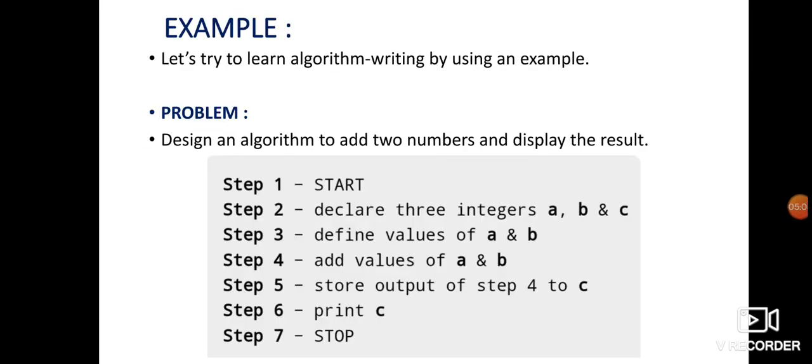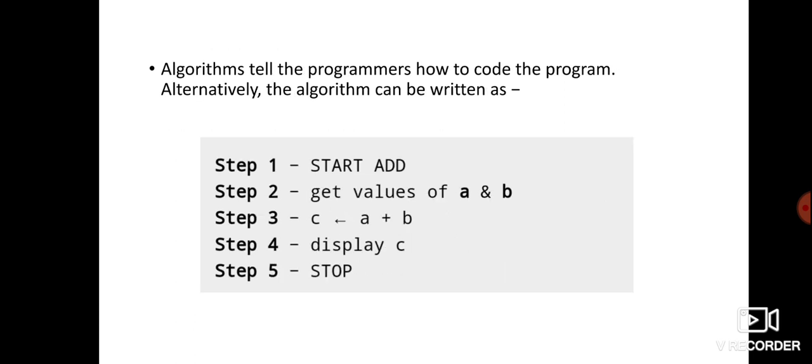Example. Let's try to learn algorithm writing by using an example problem. Design an algorithm to add two numbers and display the result. Step 1 is start, and step 2 is declare three integers a, b, c. Step 3, define values of a and b, and step 4 is add values of a and b. Step 5, store output of step 4 to c. Step 6 is print c. Step 7 is stop. Algorithms tell the programmers how to code the program. Alternately, the algorithm can be written as: step 1, start; get values of a and b; c equals a plus b; display c; stop.